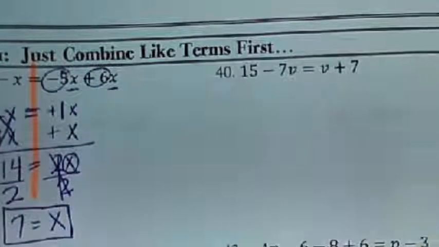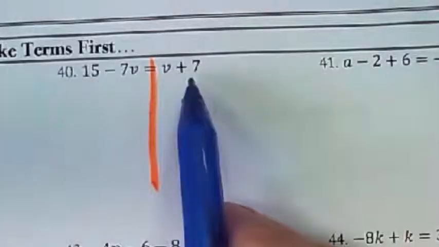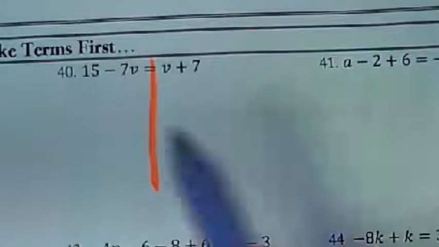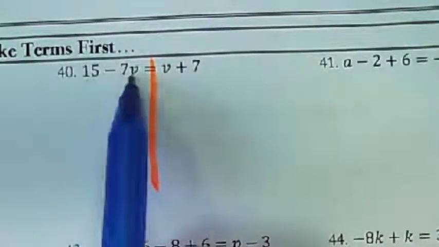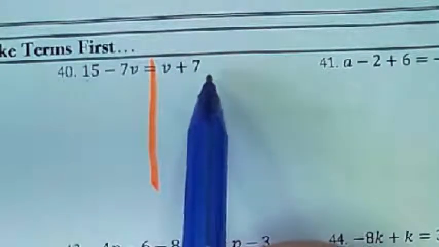Let's take a look at another one. Number 40. Before you get too crazy, draw your fence as a line, separating the equation by the equal sign. Check for distribution. I don't have any. Then you can combine like terms on the same side. Well, let's see, 15, negative 7v. Those aren't like terms. I can't combine them. v plus 7. Those aren't like terms. I can't combine those either. On to the next part.